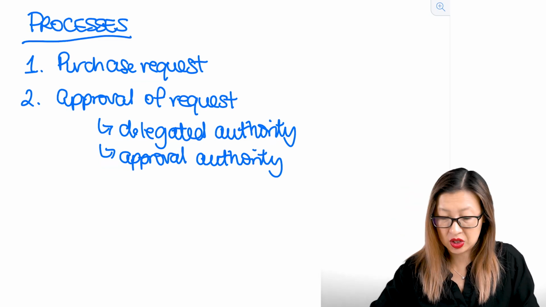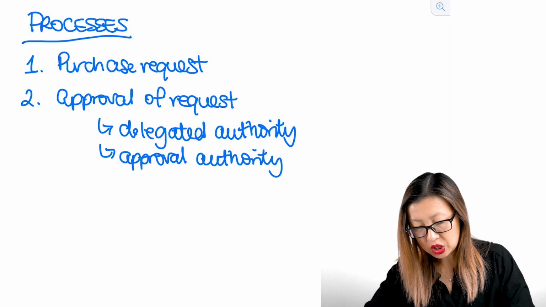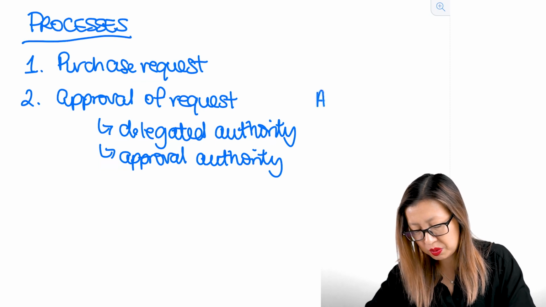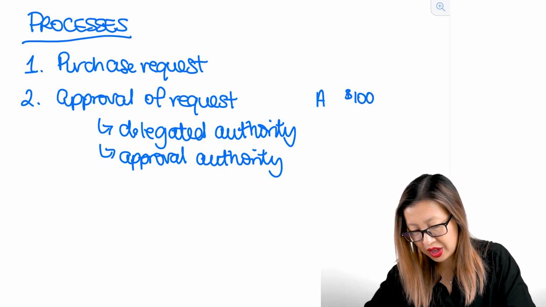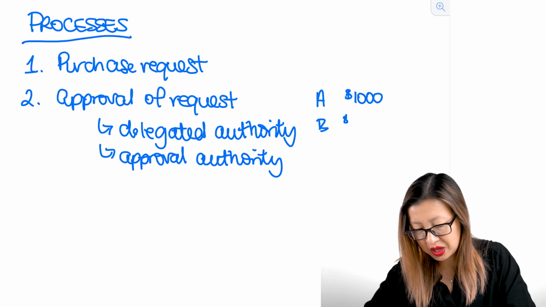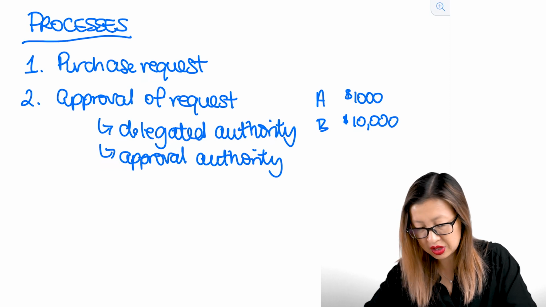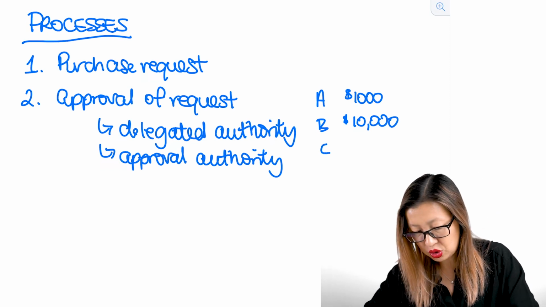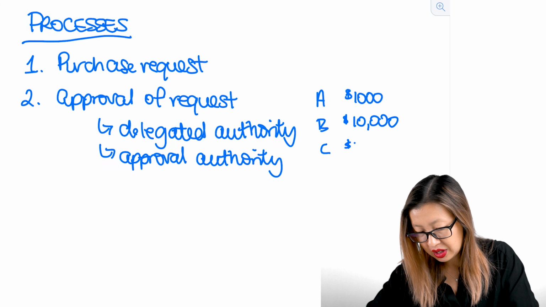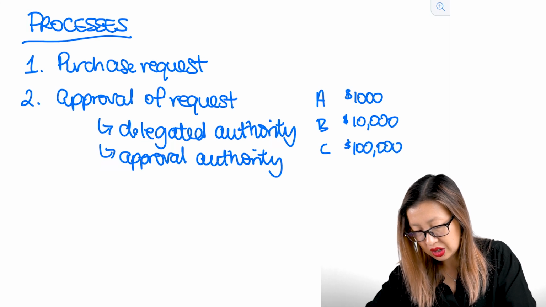Quite often it's based on a dollar value amount. So it might be that person A can approve up to $1,000. Person B might need to approve anything between $1,000 and $10,000. It might need to be that you go another level higher for somebody who wants to spend a certain amount more.